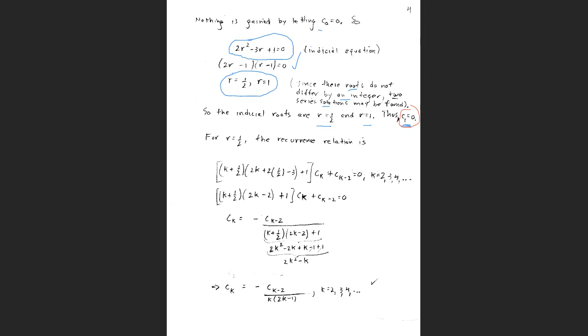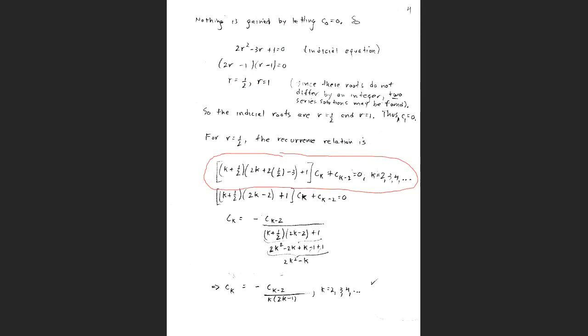And for r equals 1/2, what we're going to do is put in this recurrence relation, we're going to let r equal 1/2. We're going to substitute 1/2 for r. And when we do that, this is the resulting recurrence relation.